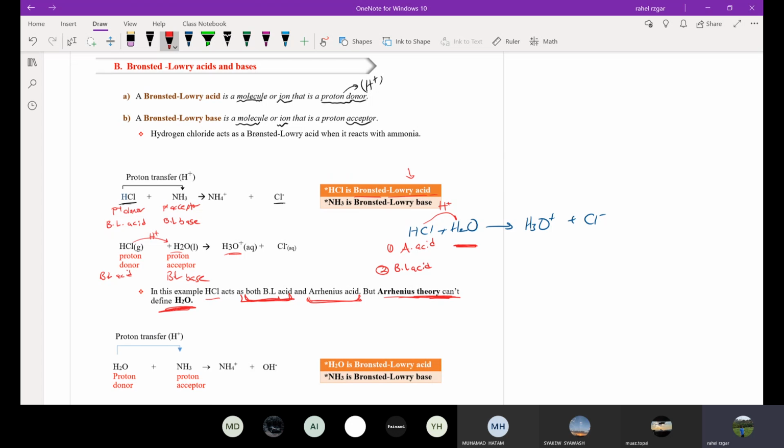Has it donated a proton? Yes. How do we know? Look at the product. HCl, H2O. Who has accepted the proton? H2O. So H2O is a proton acceptor. So it can become a Bronsted Lowry base.